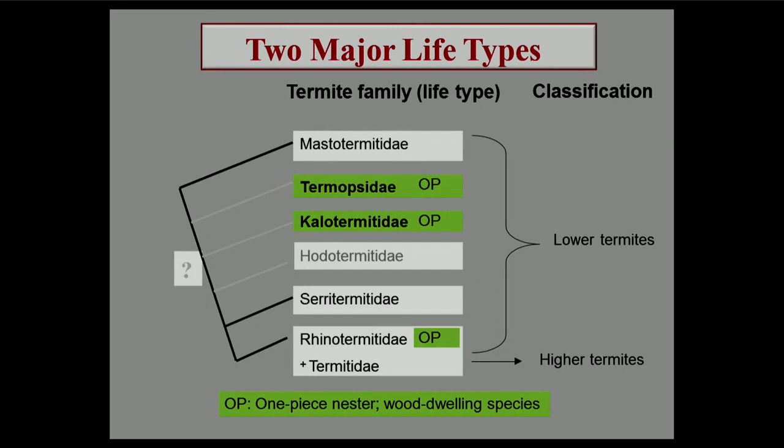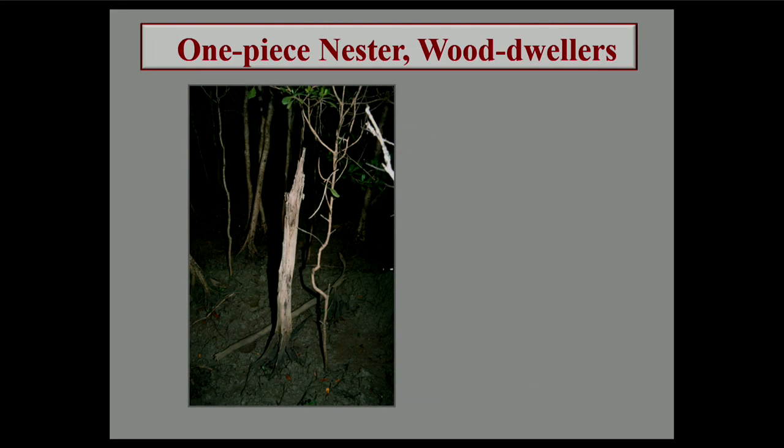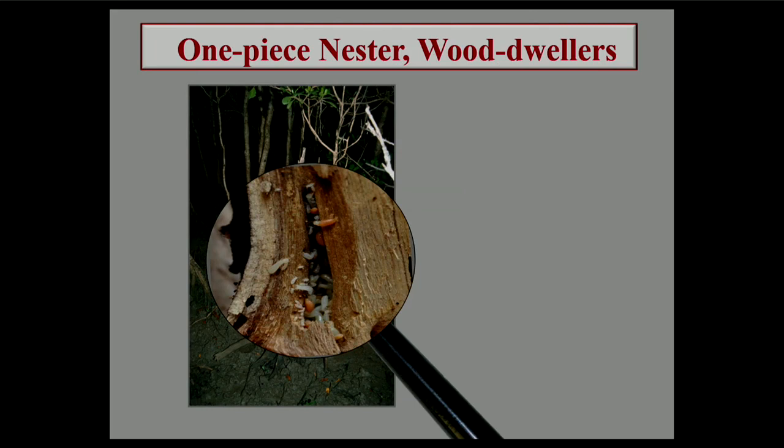And then there is another group of termites, which are called one-piece nesting termites, or I used to call them wood-dwelling termites. And these termites, they sit within a piece of wood, which serves as food and shelter, and which the termites never leave to forage outside the nest. So this is what they look like. And our study species, Cryptotermes secundus from Australia, actually belongs to this wood-dwelling termite group.